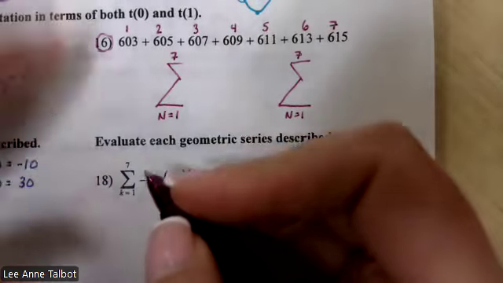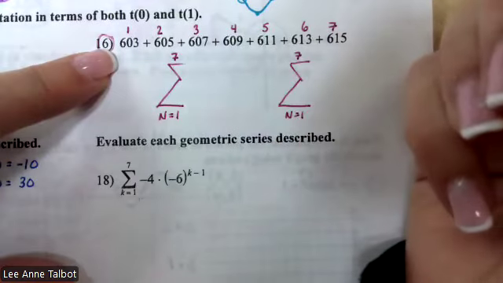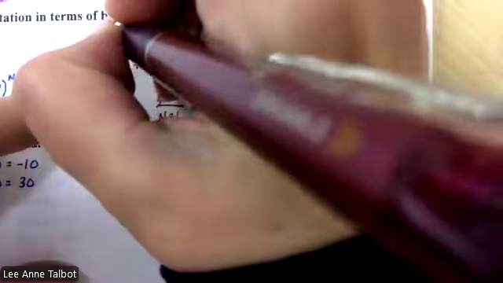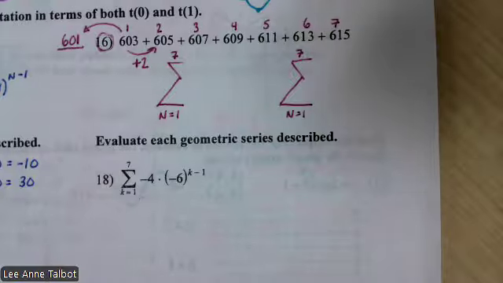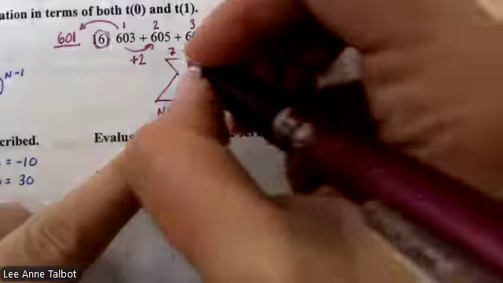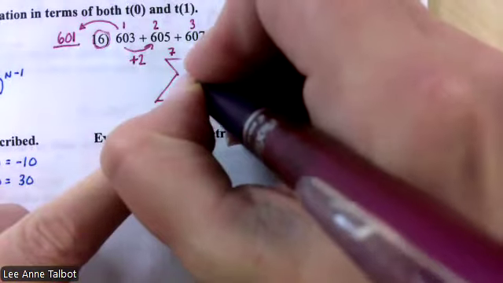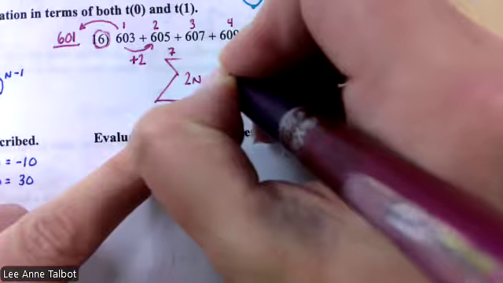Okay, now I'm going to decide if it's arithmetic or geometric. It looks arithmetic to me, and it looks like it's going up 2 each time. And that term 0 is 601. How do you feel about that? Going up 2 each time, and term 0 is 601. Everybody good? Okay, so the term 0 equation is going to be 2n plus 601.